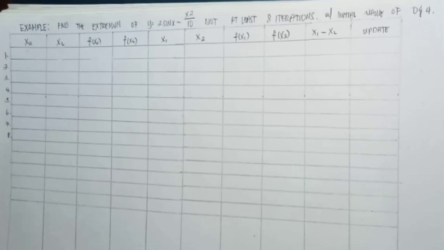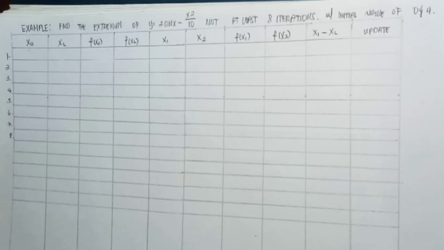Let's solve an equation using golden section method. For example, find the extremum of y equals 2 sine x minus x squared over 10, not at least 8 iterations with initial value of 0 and 4.